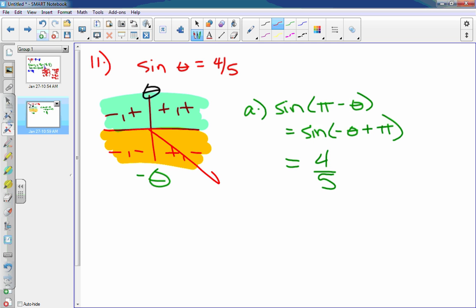Because if I'm down here, let's say this is negative theta, and I add pi units to it, that puts me over here, and my sine value up there is going to be positive 4/5. Do we see that? Yes or no?